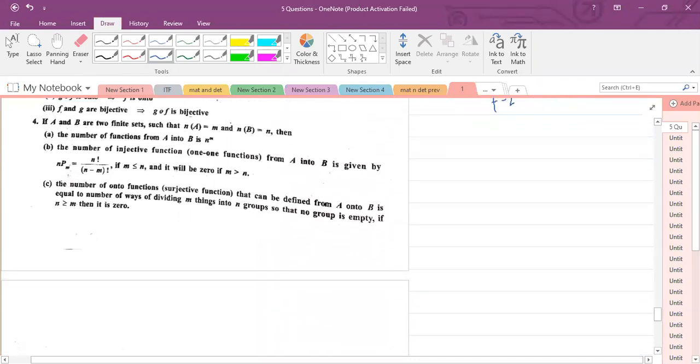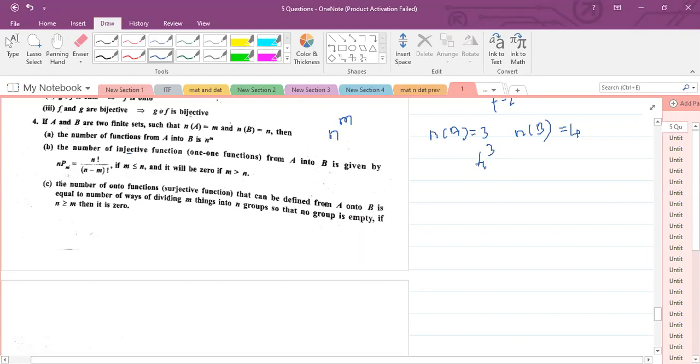Then this fourth note: if A and B are two finite sets such that n of A is equal to m and n of B is equal to n, then first, the number of functions from A to B is n raised to m. For example, if n of A is equal to 3 and n of B is equal to 4, how many functions can be defined from A to B? The answer will be 4 raised to 3.